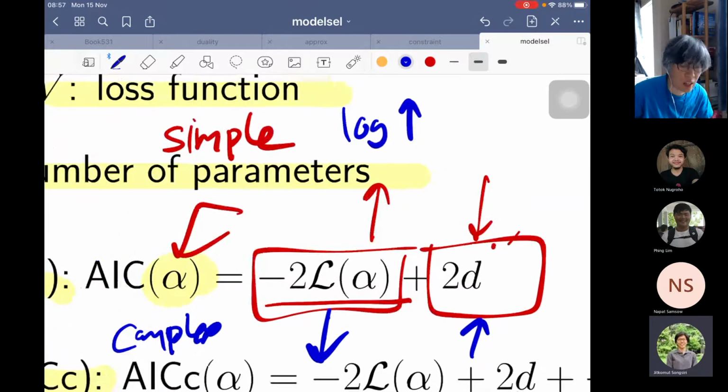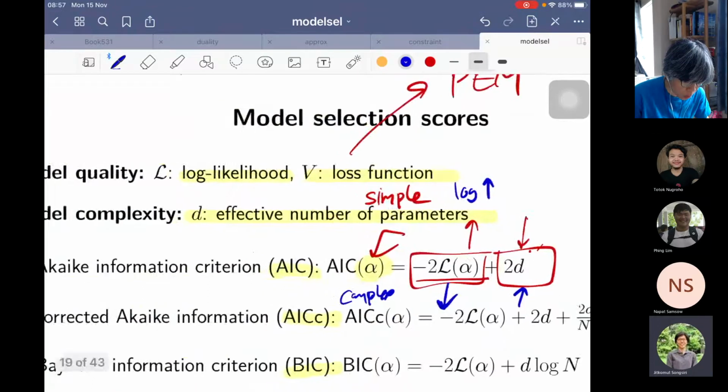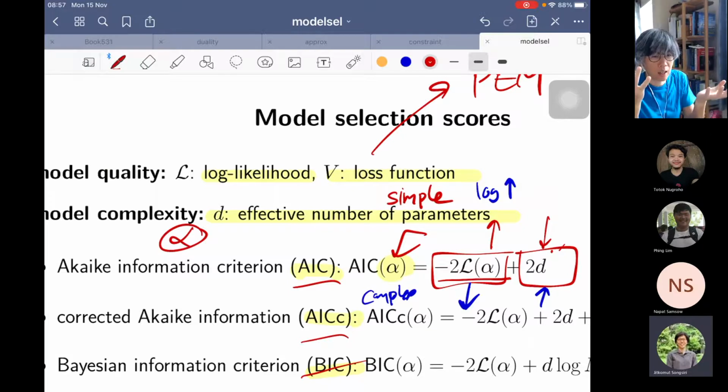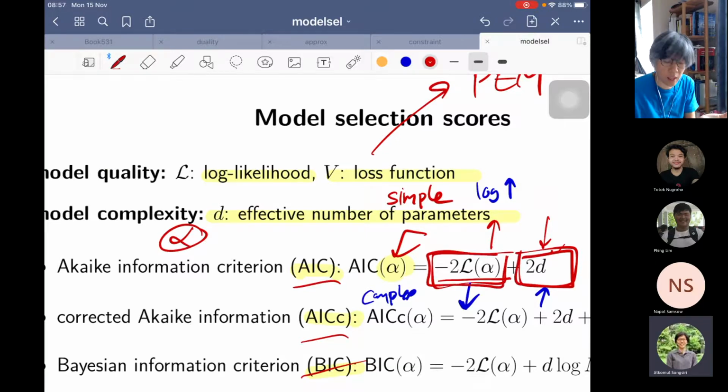That is in the model selection score AIC. What are we doing with these model selection scores? We're going to pick the model. Basically, we're going to pick the alpha, the degree, so that these scores are minimized. When they are minimized, it provides you an optimal balance between model quality and model complexity.